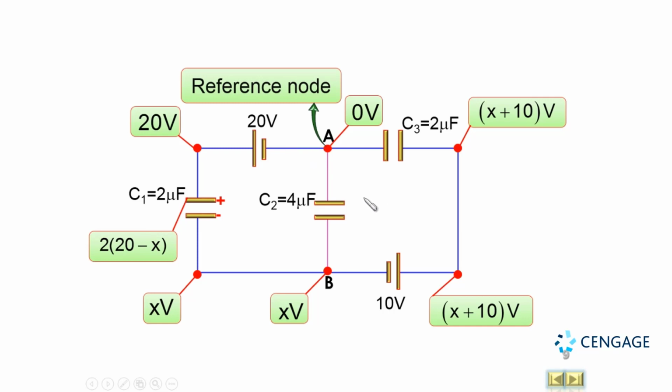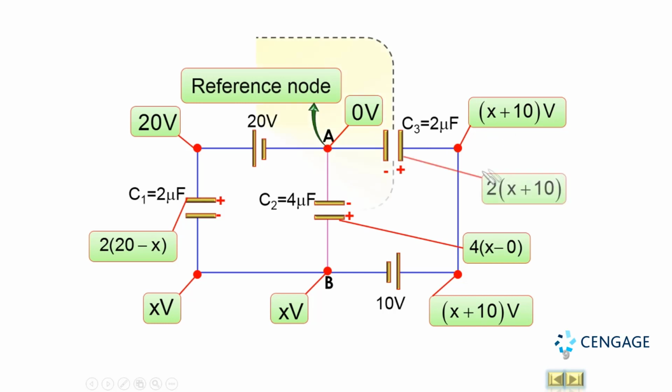Now come to this capacitor. We assume this is 0 and this is X; let us consider X is greater than 0, so this will be the positive plate and this will be the negative plate. Now the potential difference across this capacitor is X minus 0 and the capacitance of this capacitor is 4. So the charge on this plate should be equal to 4 multiplied by X minus 0. And now come to this capacitor. The potential of this plate should be equal to X plus 10 volt and this is 0. That means this should be the positive plate and the charge on this plate should be equal to 2 multiplied by X plus 10.